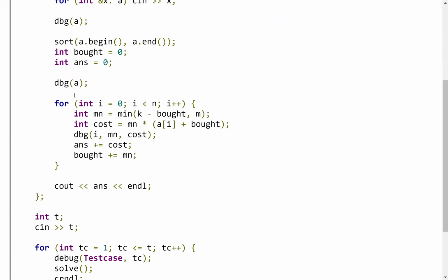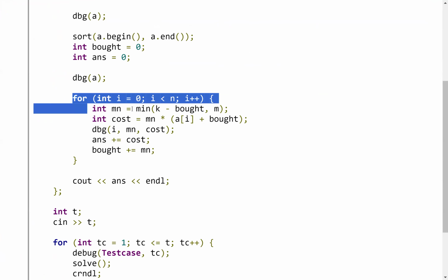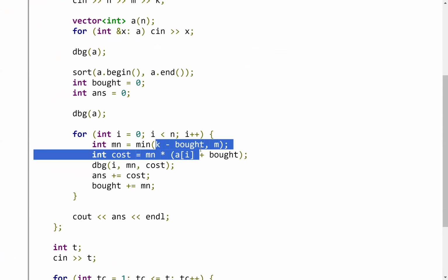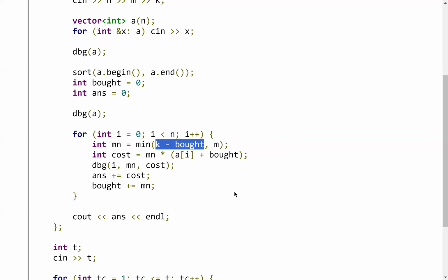And in the for loop, I have been going up, but since I have already sorted the array, the elements which will come up earlier in the for loop will have smaller values of AI. So it is beneficial for me to buy as many tickets as I can. The number of tickets I have not bought so far, K minus bought, will tell me the number of tickets I want to buy more. And M is the number of tickets I can buy on a single day. So MN will be the maximum number of tickets I can buy today, or the maximum number of tickets I should buy today.